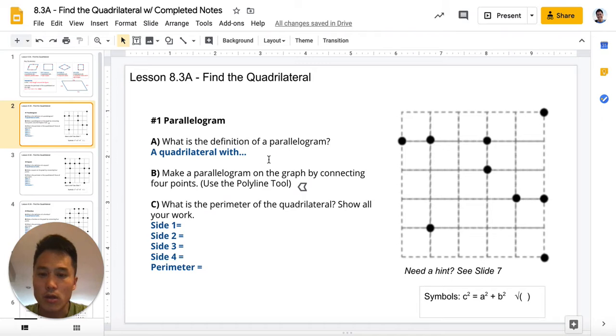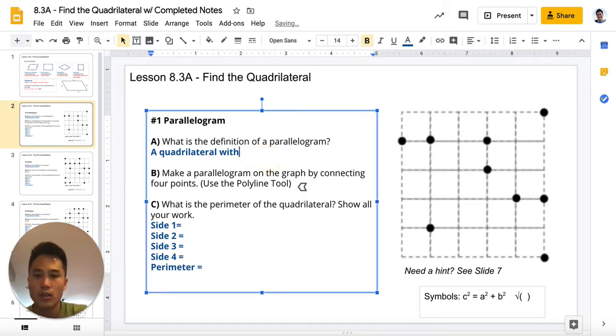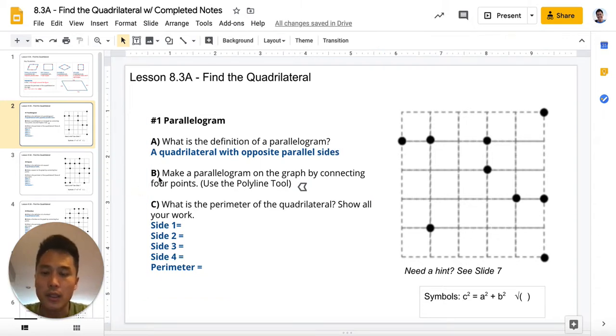So I can say a quadrilateral with opposite parallel sides. And then the next part B, it's saying make a parallelogram on the graph by connecting 4 points. So we're looking at this graph here, and there's more than 4 points, but I have to choose 4 of them that I can connect to make a parallelogram. And remember, I'm looking for opposite parallel sides.